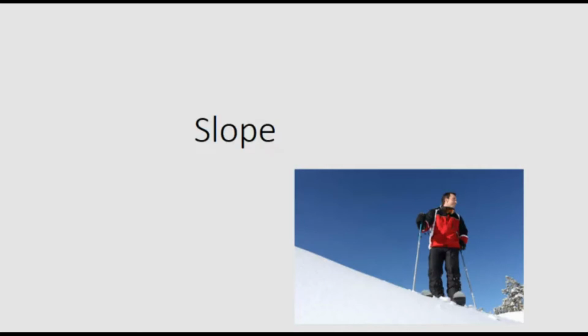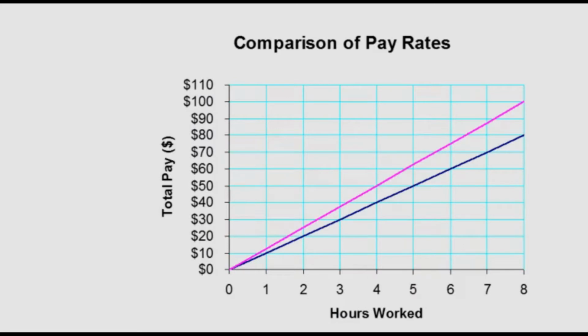A rate is a measure of how two quantities change with respect to each other. In this section, we will take a look at how rate is related to the slope of a line. Here we have a comparison of two pay rates, with rate being the total pay per hours worked.